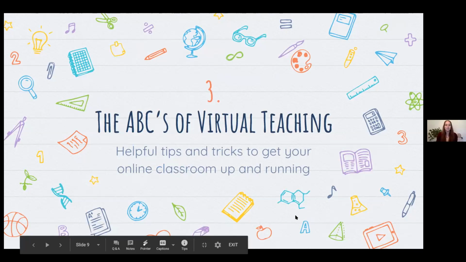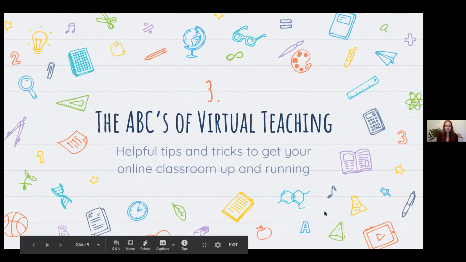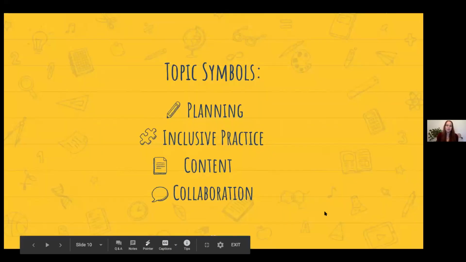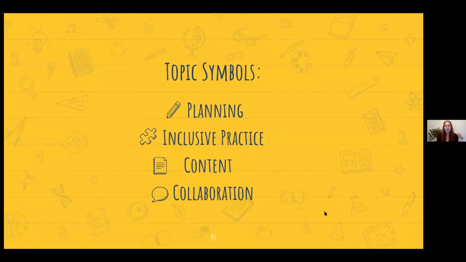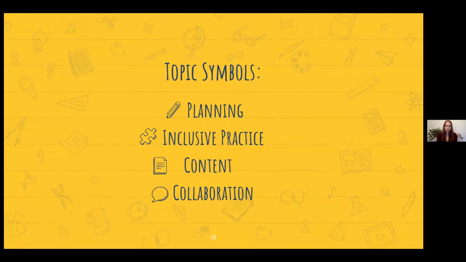All right, and this is the portion of the presentation where we have our ABCs of virtual teaching. We've got strategies, we've got resources, lots of links and QR codes that you can come back to. And we've split these resources into some categories. And we've used these symbols to show you which ones you can use the resources for. Some of them are helpful for planning, some are for inclusive practices or delivering content or collaboration. So those symbols are what will tell you what you can use these resources for.